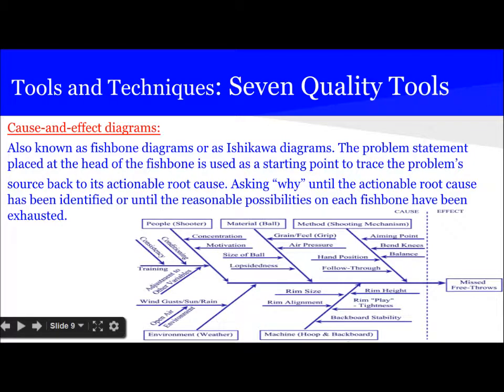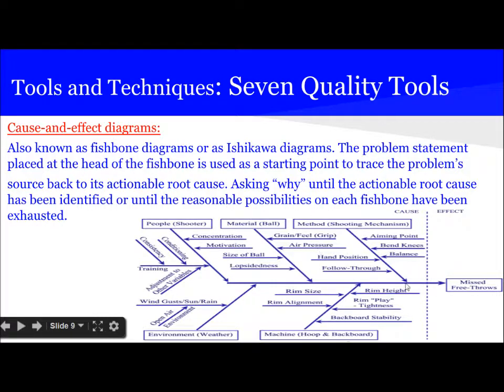Seven basic quality tools is another tools and techniques. So let's see one by one. The first one of the quality tool is cause and effect diagram, also known as fishbone diagram or Ishikawa diagram.